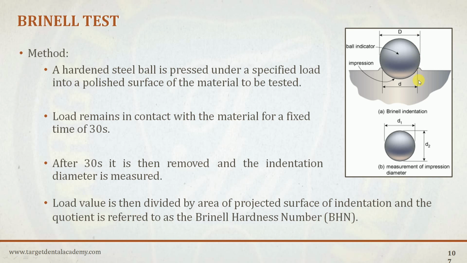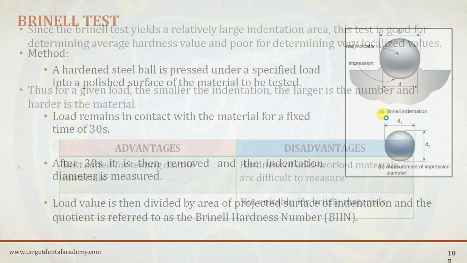The load value is then divided by the area of the projected surface of the indentation, and this is referred to as the Brinell hardness number. This is the Brinell indentation. When you press the steel ball into a polished surface of a material and apply the load for 30 seconds, and then remove the force after 30 seconds, you can see the indentation, and you can measure this indentation. That gives the Brinell hardness number.